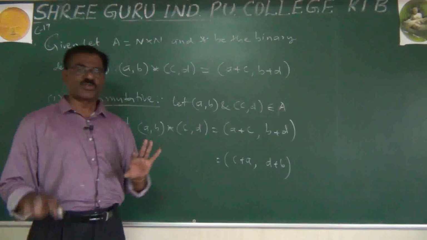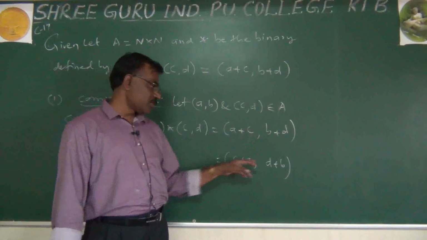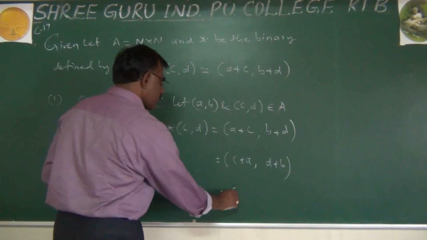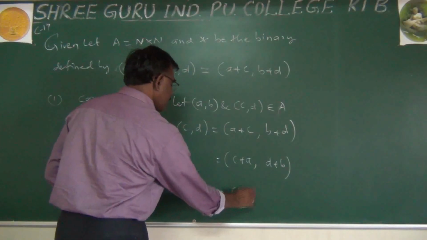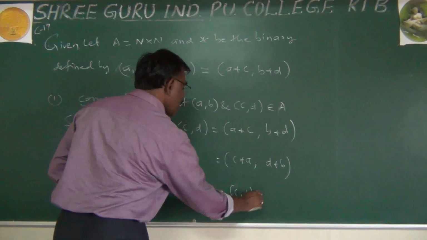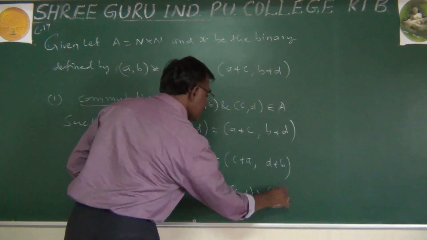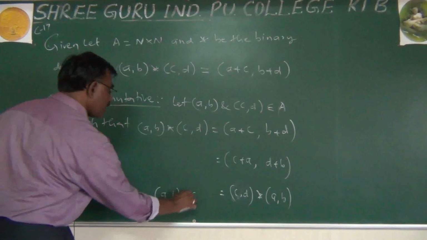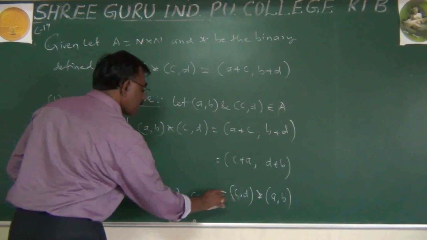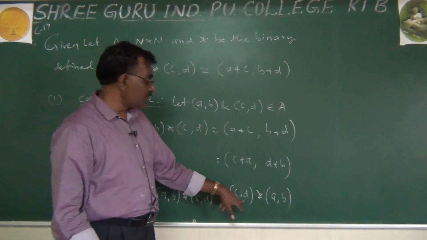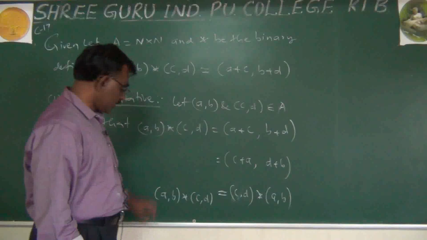2 plus 3, 3 plus 2, same, no. A plus C, C plus A, B plus D, D plus D. This is nothing but (C, D) star (A, B). Now what is the left side? (A, B) star (C, D). (A, B) star (C, D) is equal to (C, D) star (A, B).